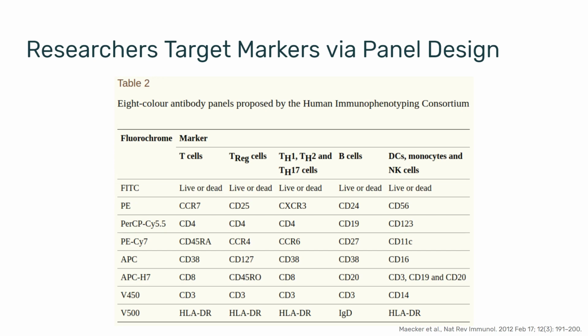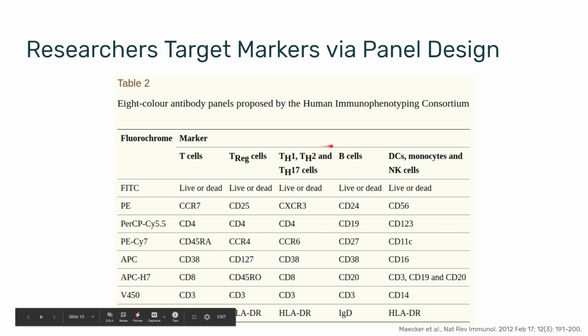With that said, there is still a bit of an art in building the panel and optimizing it. This is a notable example from a few years ago that proposes a set of 8 color panels that target different compartments in the immune system. So these 3 panels are each helpful for delineating T cell populations. This panel here includes markers for B cells, and this last panel is quite broad in targeting dendritic cells, monocytes, and NK cells.